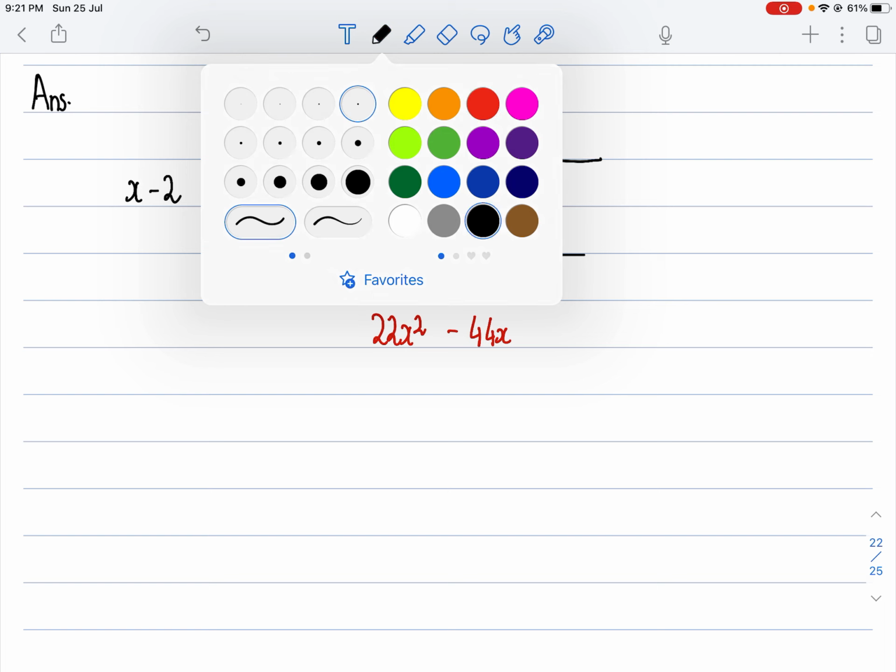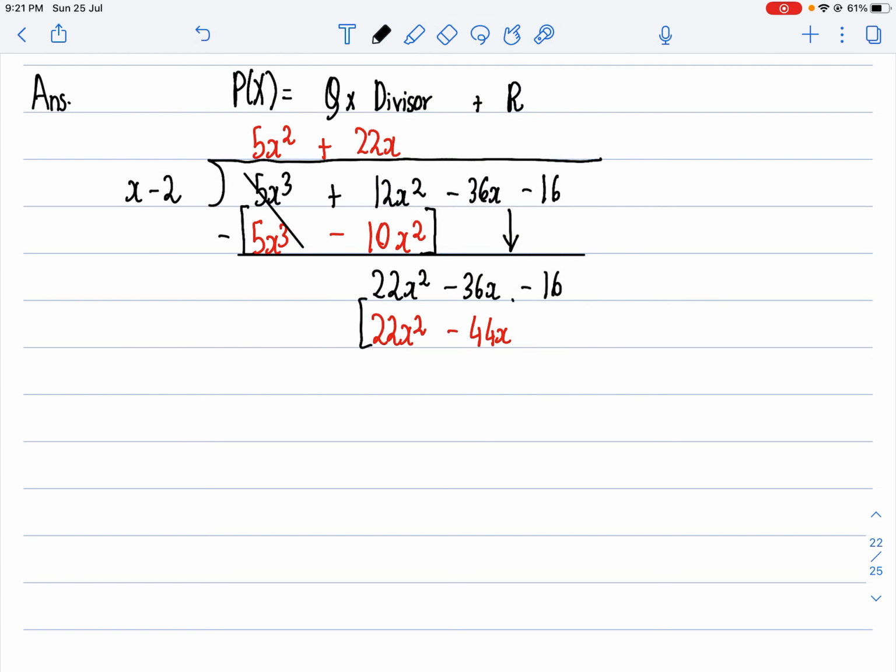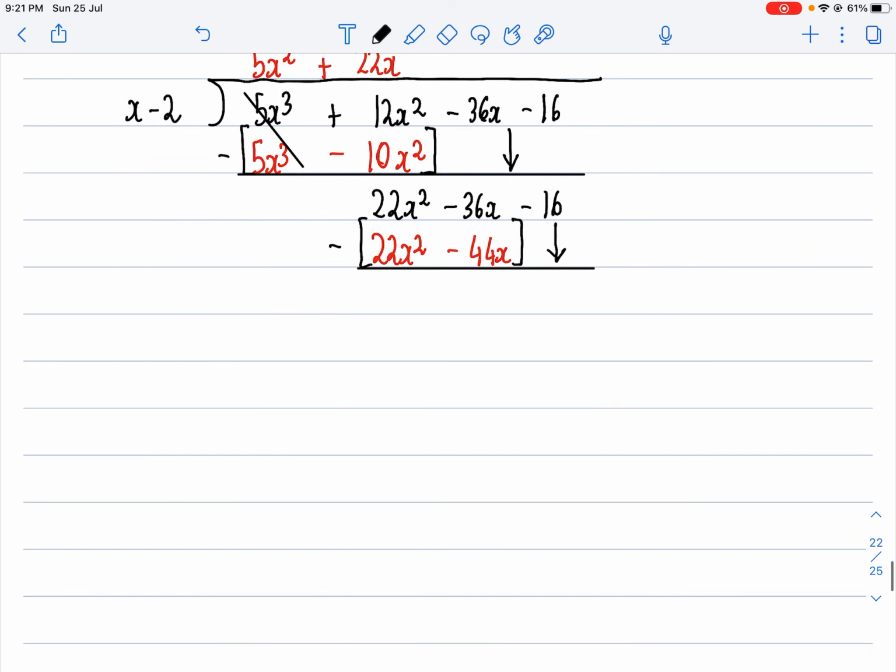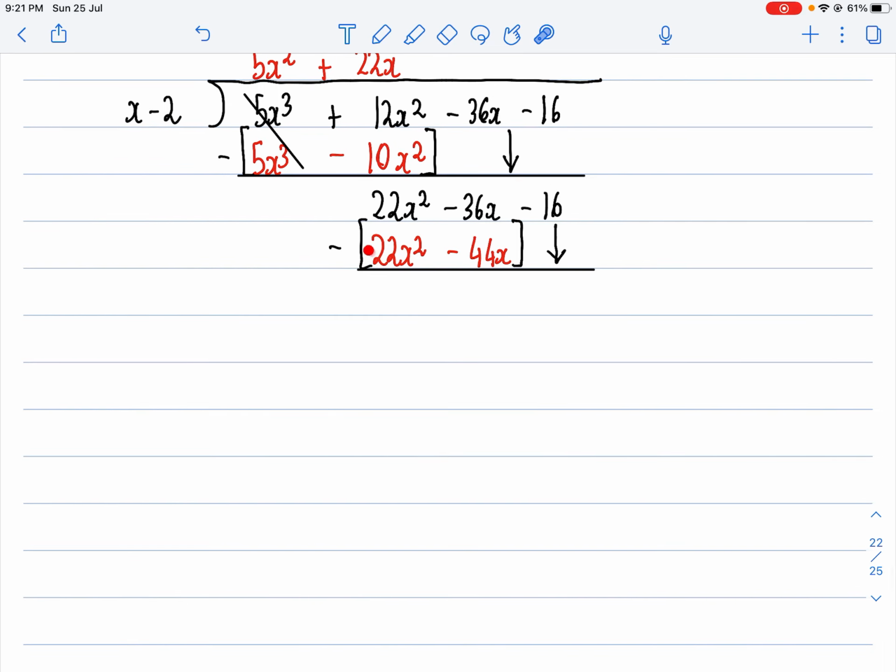Now what I can simply do is multiply this full thing by negative. Got it? Now when I multiply this full thing by negative, the negative and positive here becomes negative. So I get 22x square minus 22x square, so this thing cancels out. I have a negative here and negative here, so it becomes positive. So I get 36x plus 44x, which gives me 8x. So I get 8x minus 16.